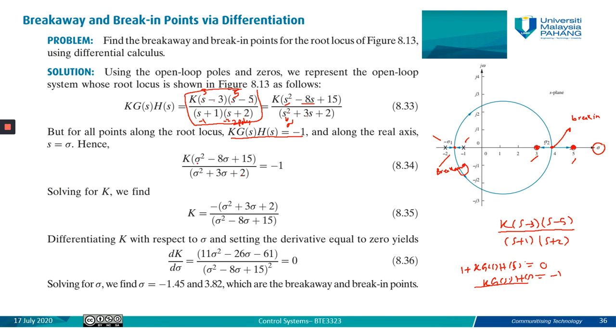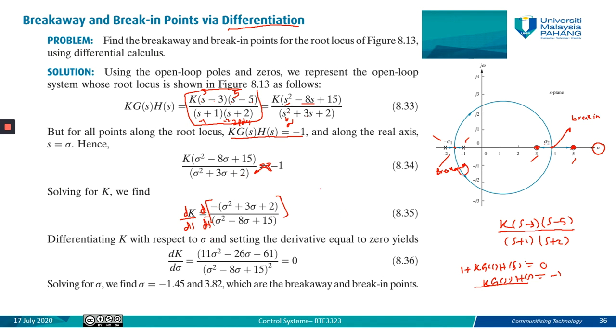So now we find the value of K from this equation, which is equal to -1. It's like finding the derivative here, cross multiplication, then we find K. So K will equal negative (σ² + 3σ + 2) over (σ² - 8σ + 15). Now this is the value of K, but in the derivative method, or the differentiation method, we need to derive dK/ds. So we need to differentiate this with respect to s. So d/ds for this part with respect to s.